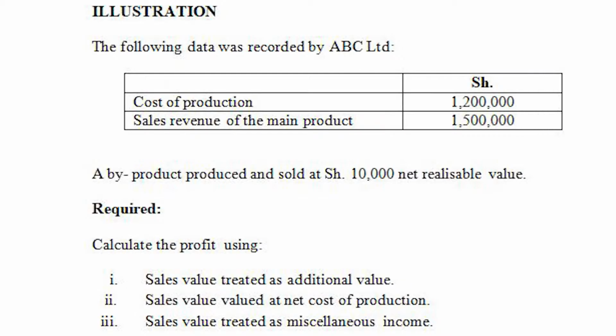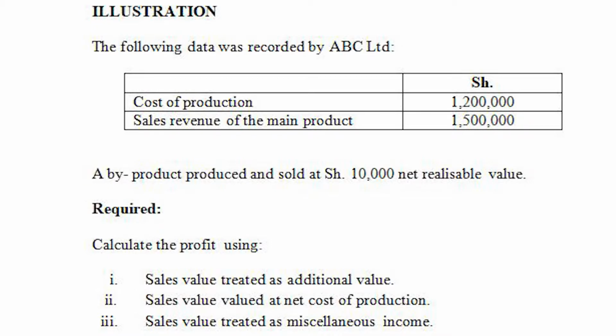Now, an illustration for us to understand those three. The illustration reads that the following data was recorded by ABC Limited. Cost of production, shillings 1.2 million. Sale value of the main product, shillings 1.5 million. A byproduct produced and sold at shillings 10,000 net realizable value. Then calculate the profit using the three methods above.